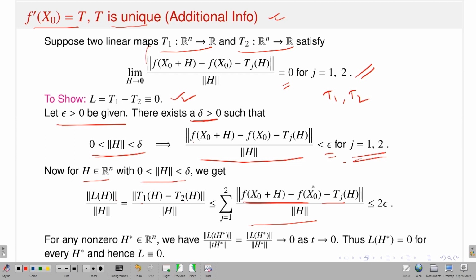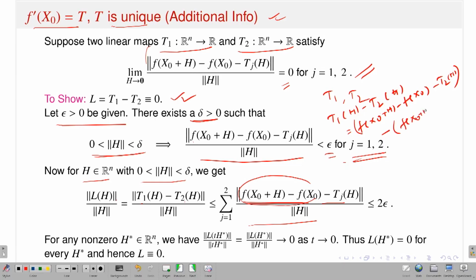So you just add this term and subtract. What I am trying to say is that T1h minus T2h is the same as f of x naught plus h minus f of x naught minus T2h, and then with a minus sign, f of x naught plus h minus f of x naught minus T1h. So add and subtract, nothing else I am doing, and then use the triangle inequality of the norm. You will end up with this object. But what is given? Since 0 is less than norm of h less than delta, each of them is less than epsilon. Therefore this is less than or equal to 2 epsilon. So that information I have.